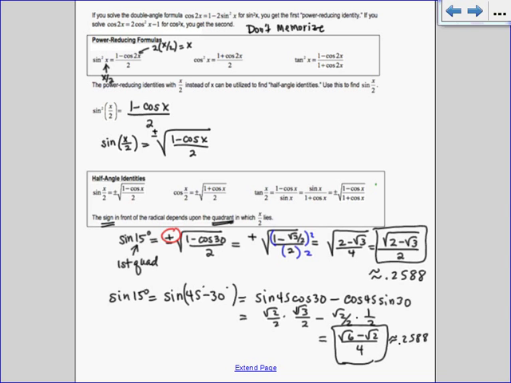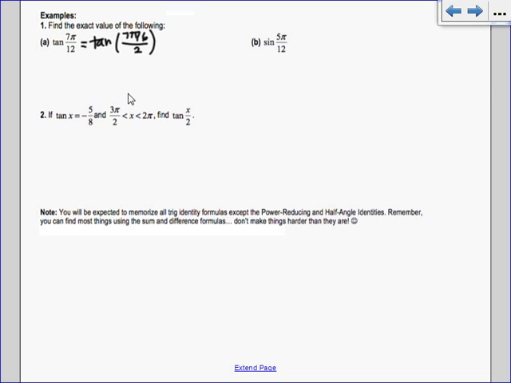So I'm going to have 1 minus cosine of 7 pi over 6 over sine of 7 pi over 6. So this was the x over 2, and this is the x. Okay, does that kind of make sense?